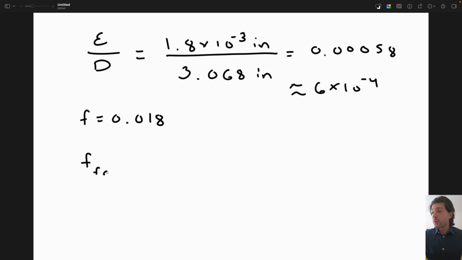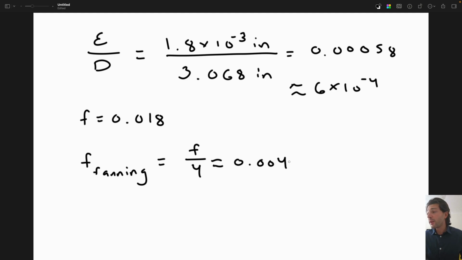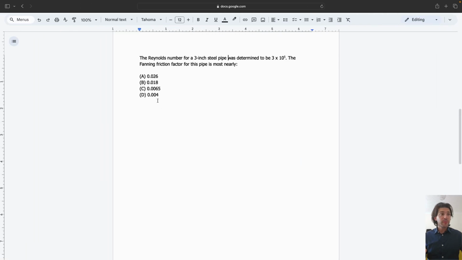If you were to stop here, you'd see that this is an answer in the problem, and that is incorrect. That is because we were asked to find the Fanning friction factor. And the Fanning friction factor is the friction factor divided by 4. This is approximately 0.004, which is D, the correct answer.